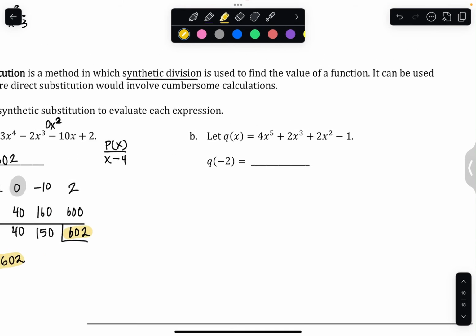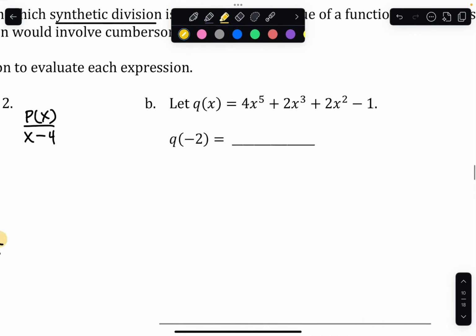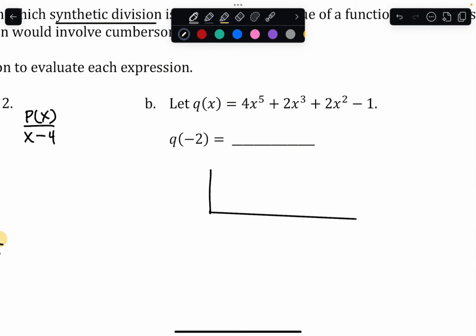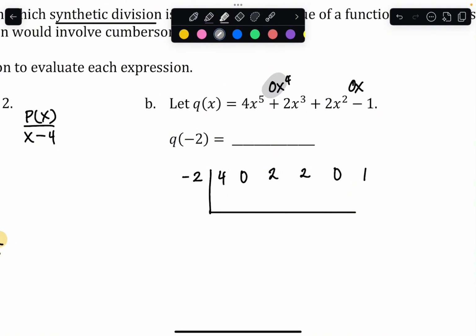Okay, and so in this next one, you can see how this is going to save us a lot of time. Put the negative 2 here, and then we need 0 as a placeholder because we're missing our x to the 4th term, and we're also missing our x term. So we're going to have 4, 0, 2, 2, 0, negative 1. We need both of those placeholders.